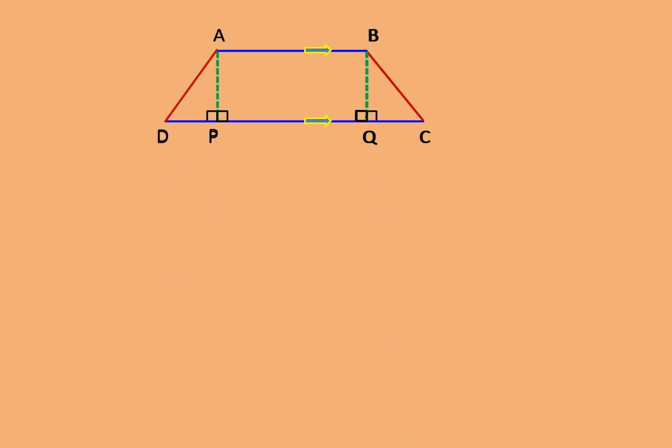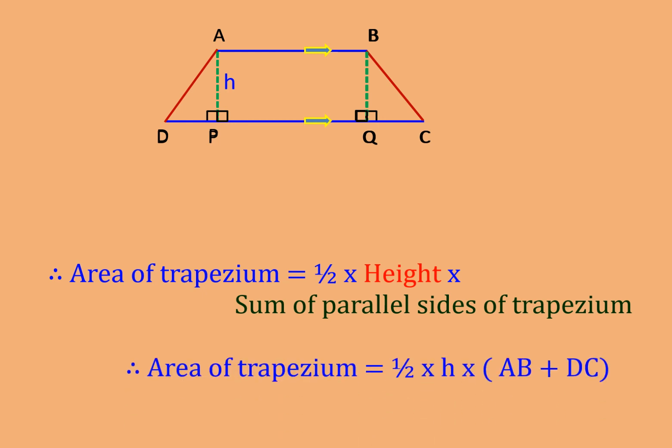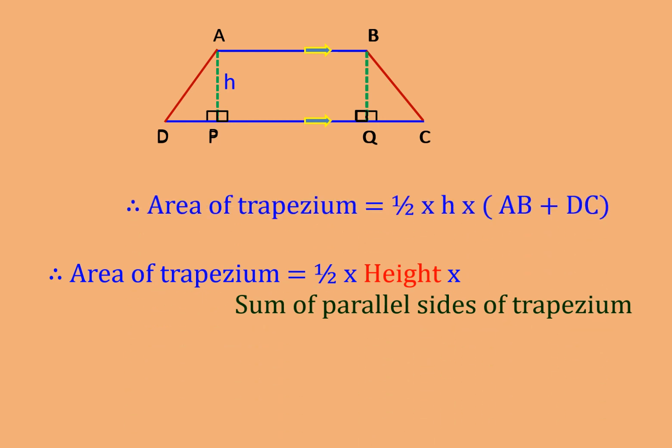So the area of a trapezium will be equal to half into height into the sum of the parallel sides of a trapezium. It means we can say in a simple sentence, area of a trapezium equals half into the product of height, that is the perpendicular distance between the parallel sides, and the sum of the parallel sides of a trapezium. Therefore, area of trapezium equals half into h into AB plus DC. AB and DC are the parallel sides.